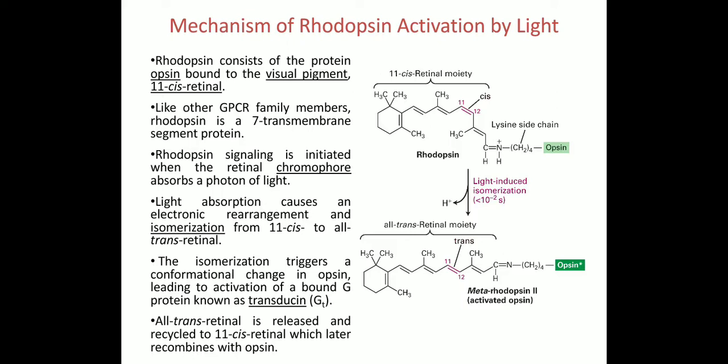In the dark, the membrane potential of the rod cell is about minus 30 millivolts, which is considerably less than the resting potential.